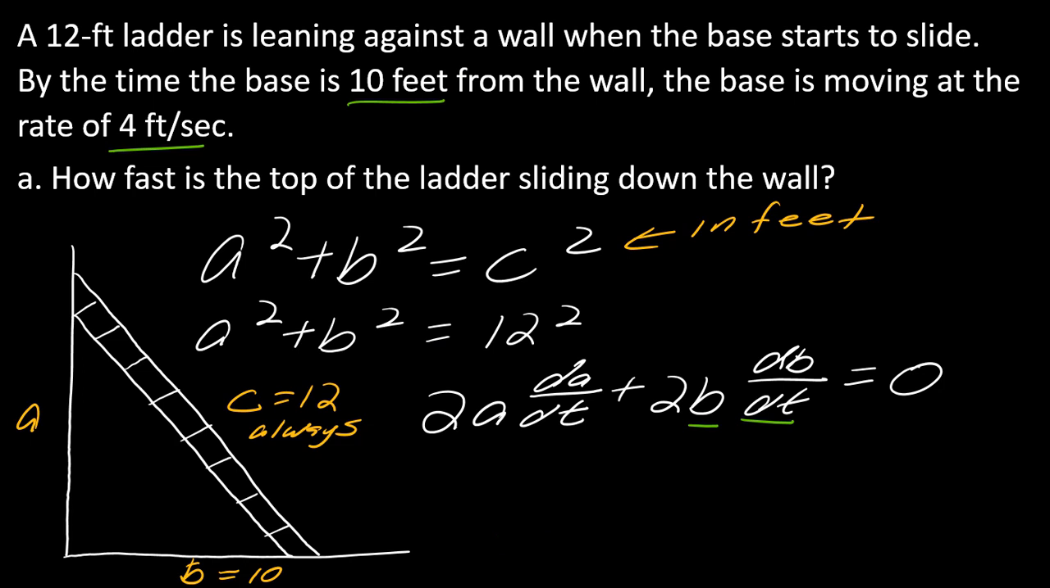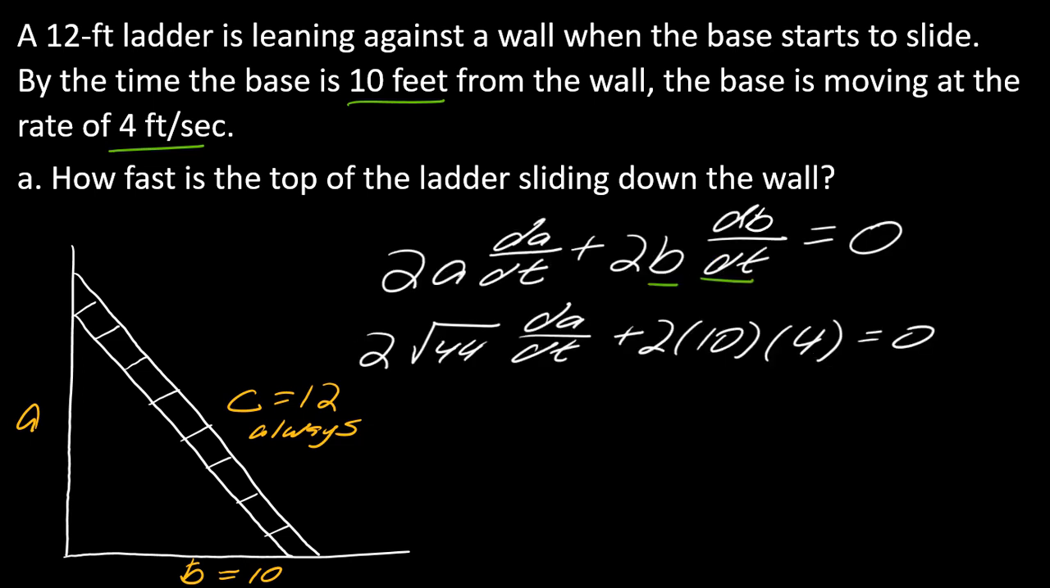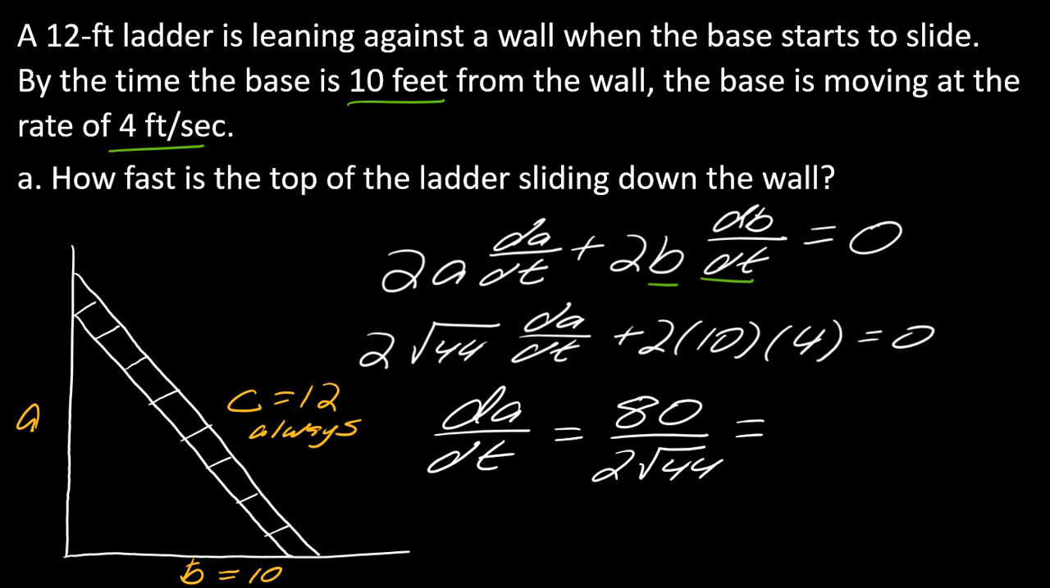And now I can plug in all my numbers. So this is going to become 2 times the square root of 44 times dA dt. And then we said that the b was 10. We said that dB dt was 4, and then all of this is going to equal 0. So check this out now. I actually have turned this into just a really basic algebra equation, right? So now I can just solve for dA dt, which if I do that, let's see, I'm running out of space, so let me clear some space. So dA dt will ultimately equal 80 over 2 times the square root of 44. And then if you work that all out, you'll get, oops, sorry, I dropped the negative there. That should be negative 80 over 2 times the square root of 44. That comes out to negative 6.03.